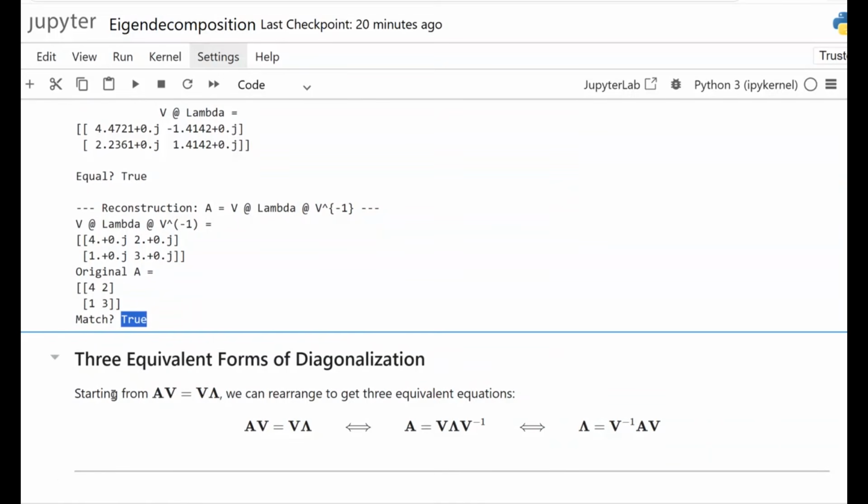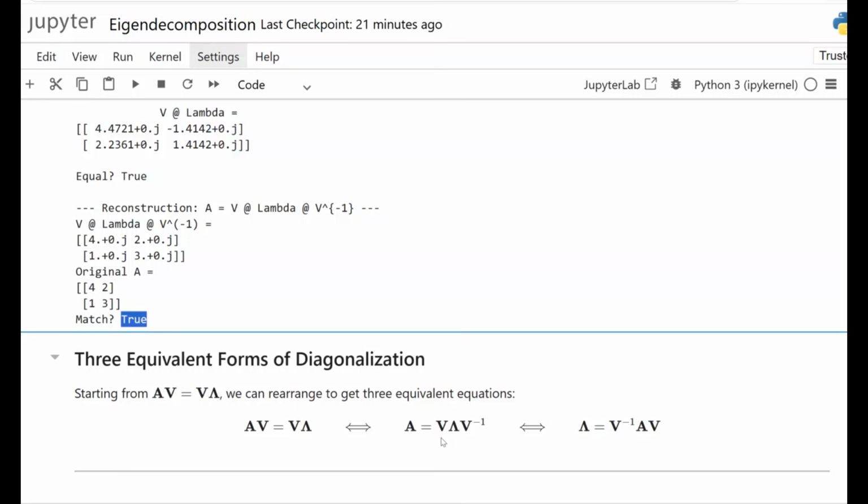Dear friends, kindly observe, this exact functionality has three equivalent forms of diagonalization. Starting from A multiplied by V, which is equal to V multiplied by lambda, we can rearrange to get these three equations. That is A V equals V lambda, A equals V lambda V inverse, and lambda equals V inverse A V. Kindly observe the second form.